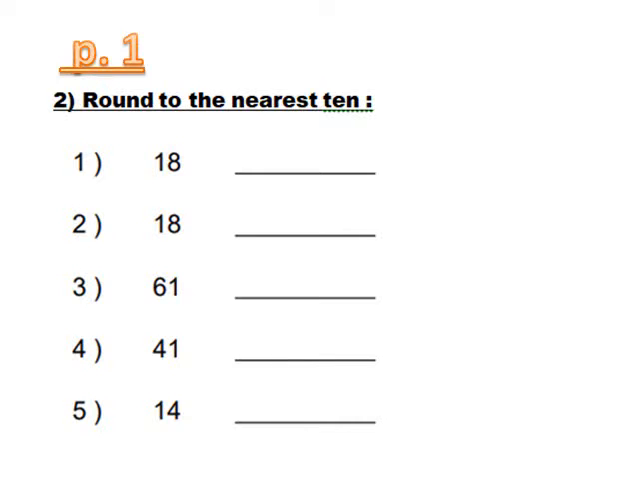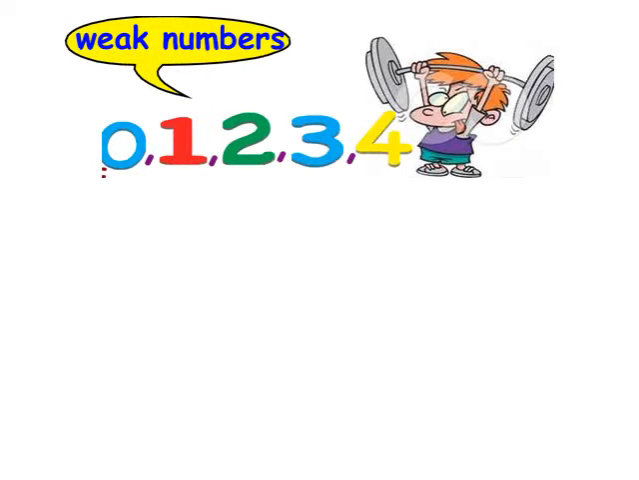Number 2, round to the nearest 10. What shall I do here? I'm rounding to the nearest 10, so I will circle the number in the tens place, and then I will check the number to its right side. This number to the right side is either a weak number or a strong number. Let's check. If it is a weak number, so it's 0 or 1 or 2 or 3 or 4. These are the weak numbers.